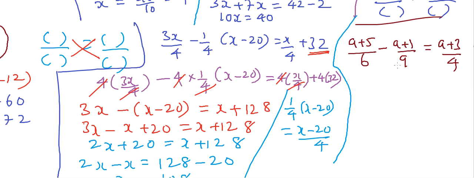So what's the LCM of 6, 9 and 4? It's 36. You know how to find the LCM. So multiply each term by 36. When you multiply by 36, it is 6 times, so it will get cancelled. You will get 6 into a plus 5. Here when you multiply, 36 is 4 times.